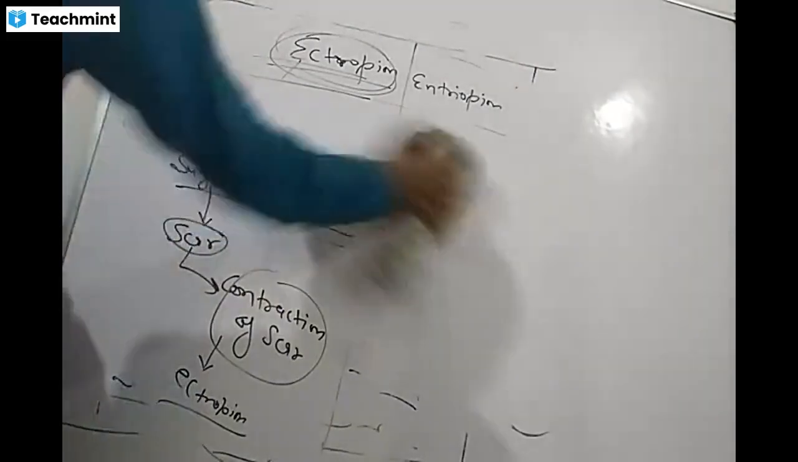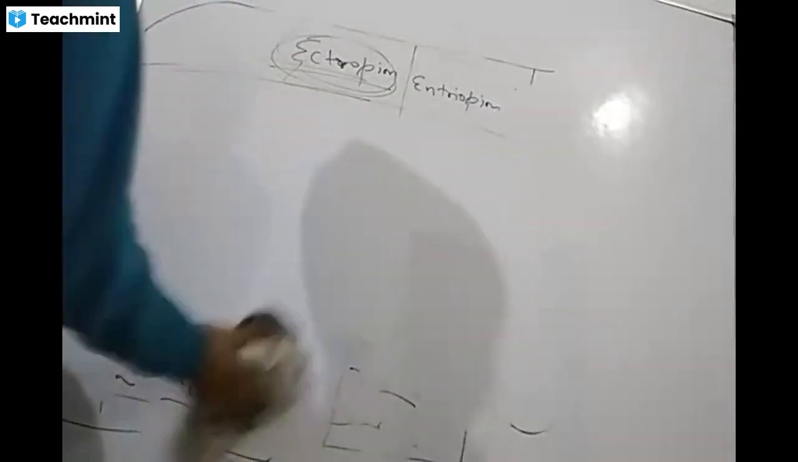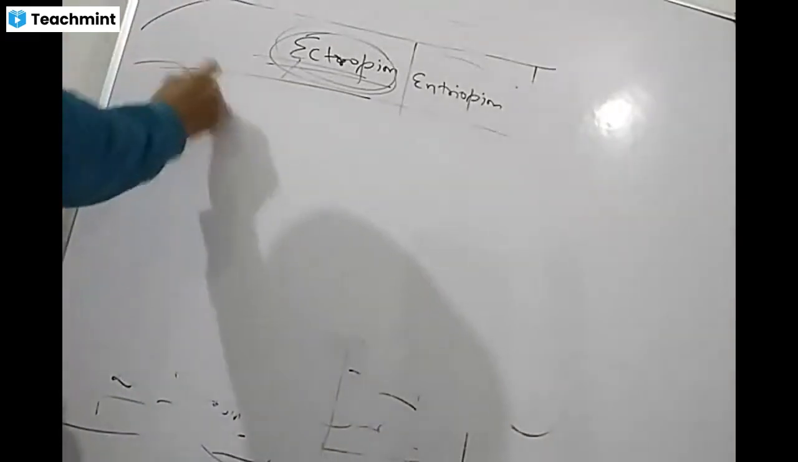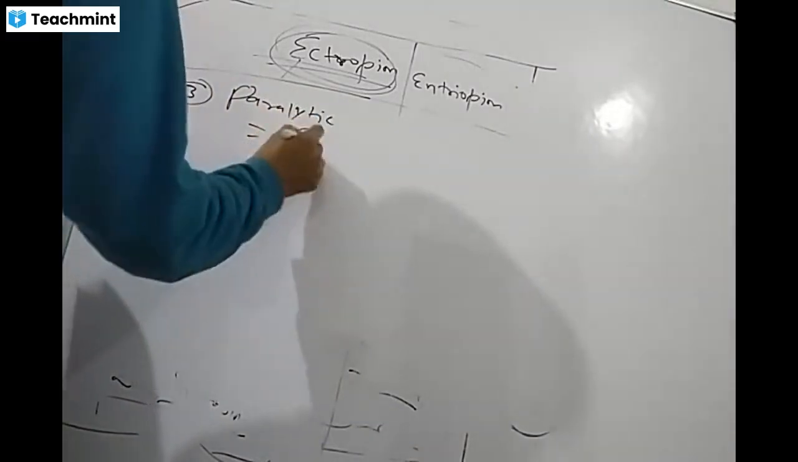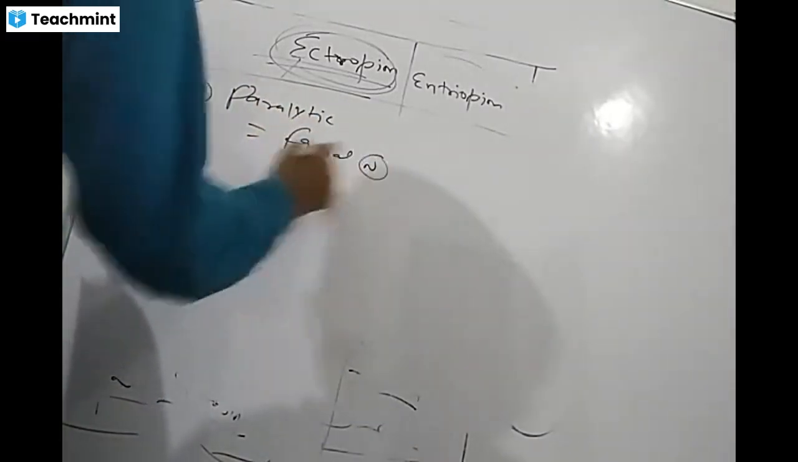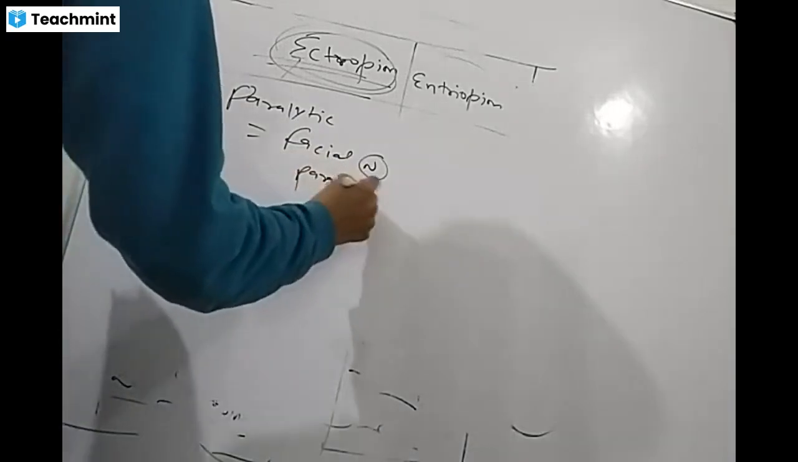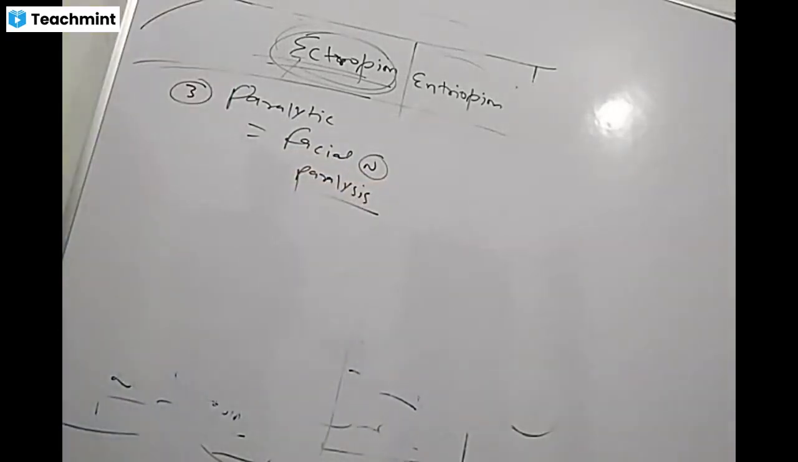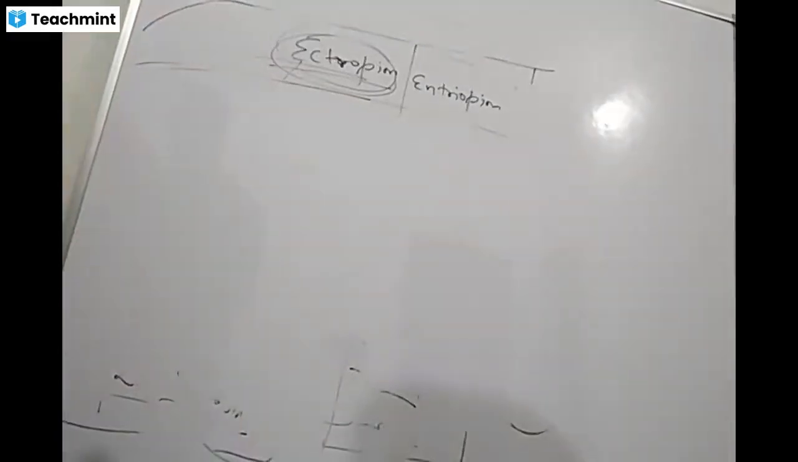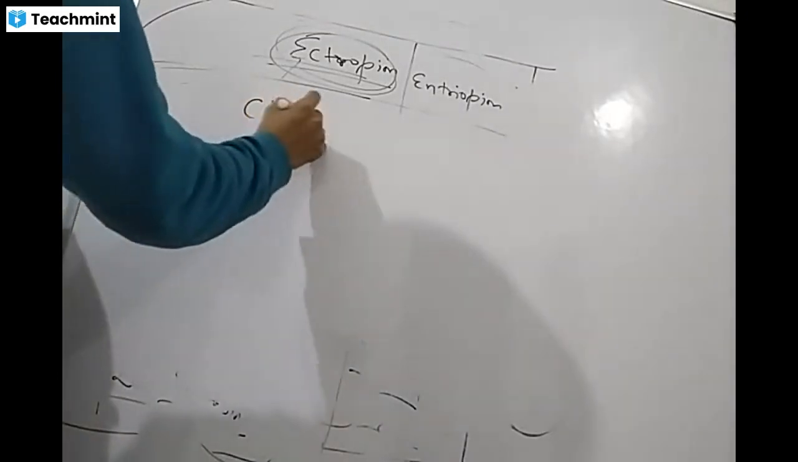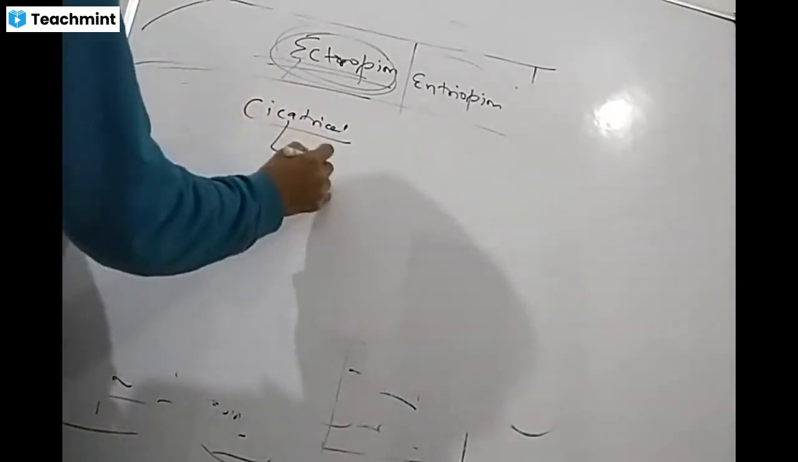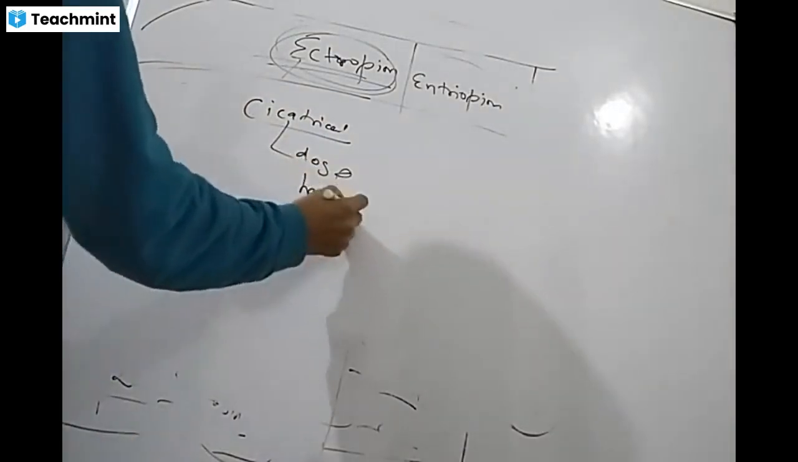One more, the third type of ectropion, may be paralytic, due to facial nerve paralysis. So these are some of the common causes of ectropion. This cicatricial type is more common in dogs and horses.